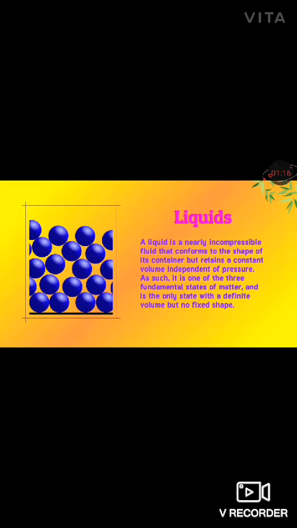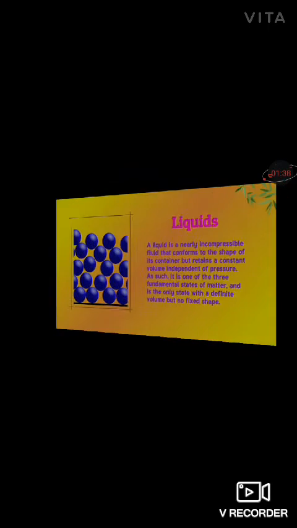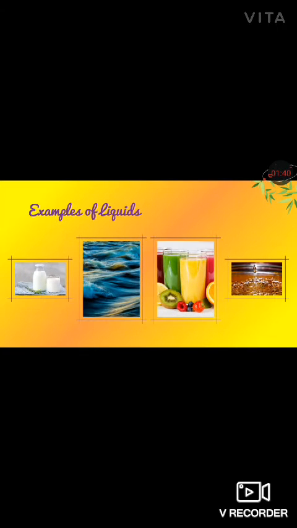Second topic, liquids. A liquid is a nearly incompressible fluid that conforms to the shape of its container but retains a constant volume independent of pressure. As such, it is one of the three fundamental states of matter and is the only state with a definite volume but no fixed shape. Now, the examples of liquids: milk, water, juice, petroleum and etc.